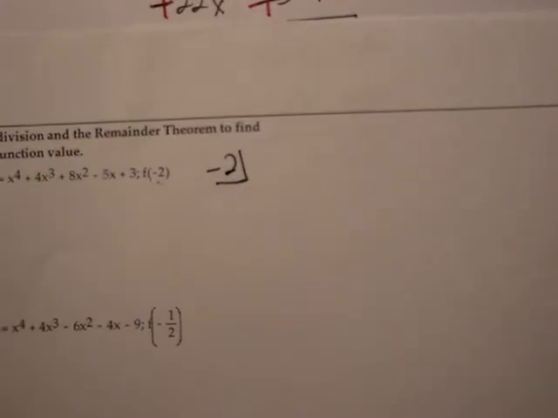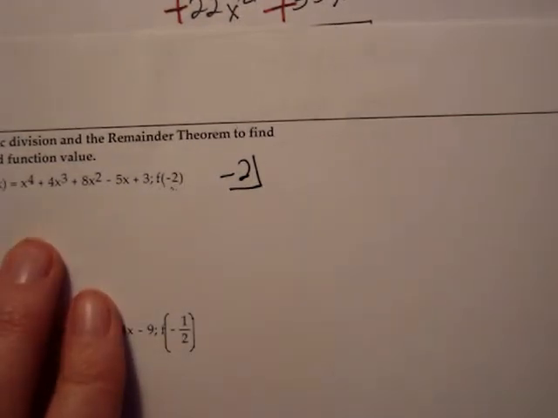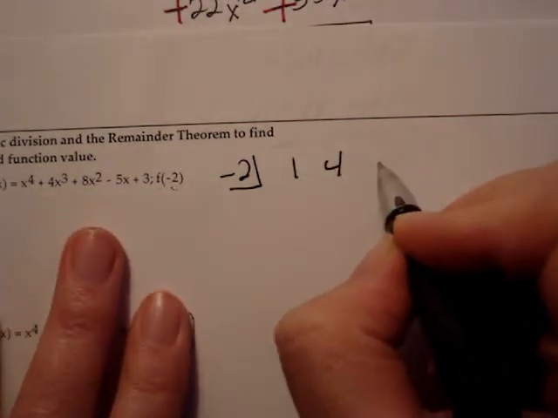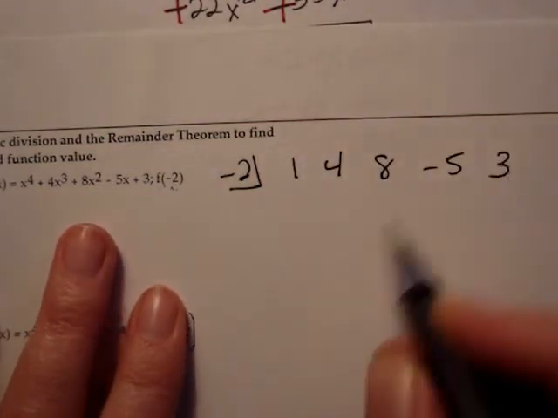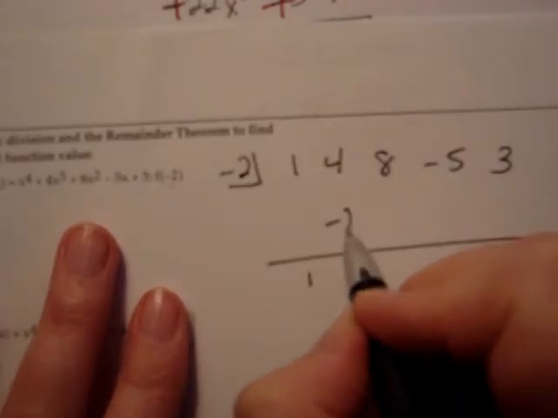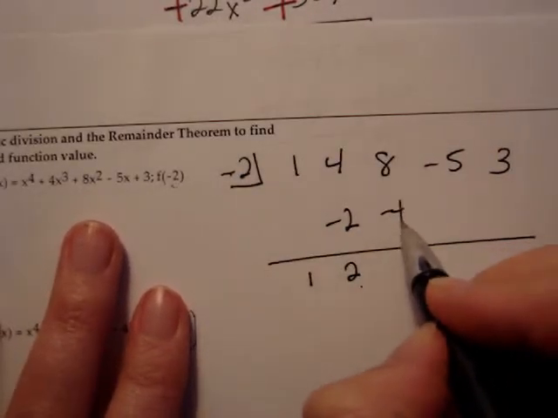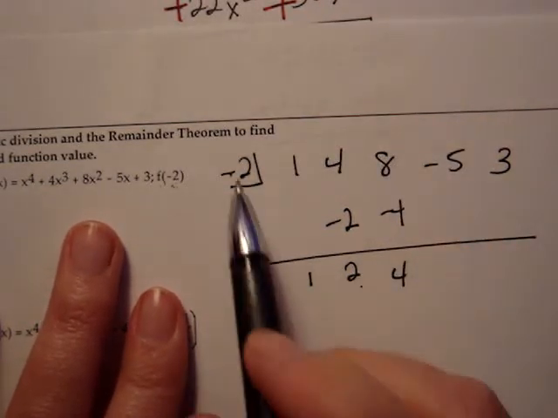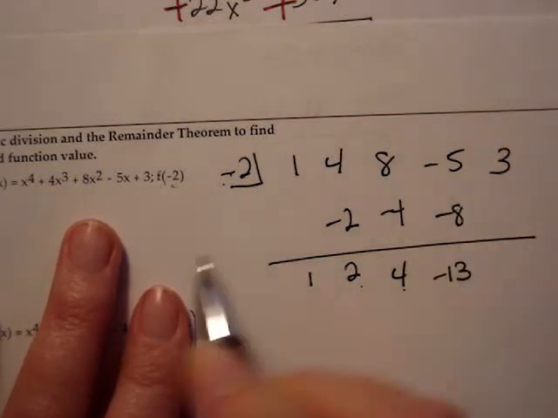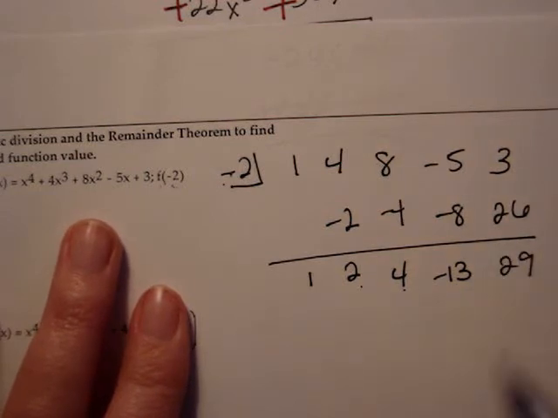Okay, all right, so I'm going to use synthetic division. So I put my little negative 2 in my little synthetic division box, and I list my coefficients: 1, 4, 8, negative 5, and 3. Okay, let's make the line. Bring the 1 down. Negative 2 times 1 is negative 2. Add down, I get 2. Negative 2 times 2 is negative 4. Add down, I get 4. Negative 2 times 4 is negative 8. Add down, I get negative 13. Negative 2 times negative 13 is positive 26. Add down, I get 29.